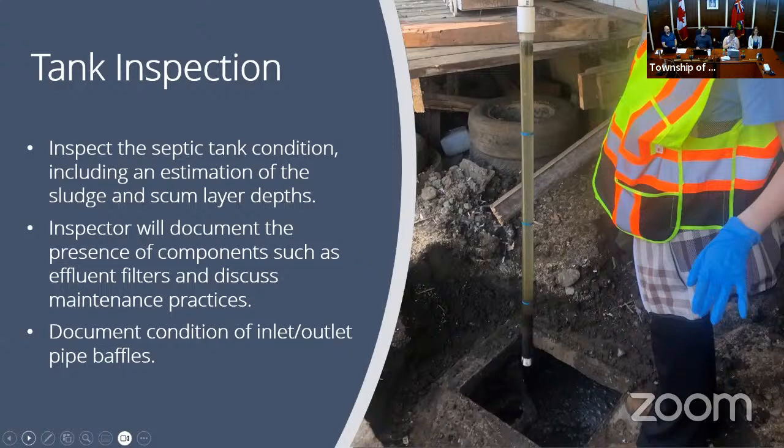The inspector is going to document components like effluent filters, inlet and outlet pipe baffles, and then conditions around those, and then talk about maintenance practices or potentially recommendations of how you could improve operation and maintenance, or the condition of some of those pieces.